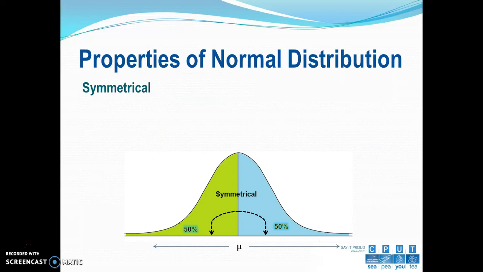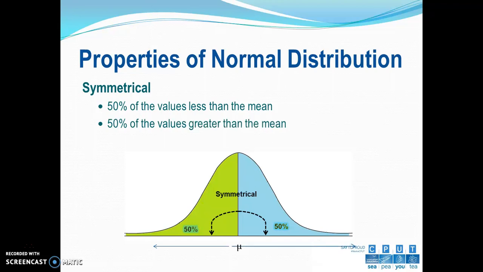The normal distribution is symmetrical about the mean. It simply means that the curve on either side is a mirror image of the other side. To the left of the curve, it indicates that 50% of the values are less than the mean. To the right of the curve, it indicates that 50% of the values are greater than the mean.